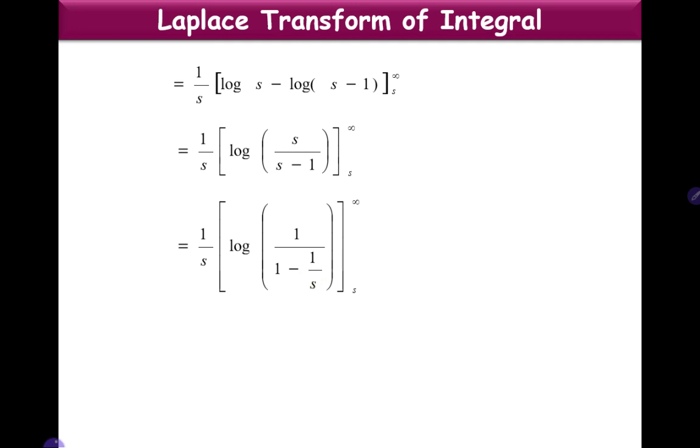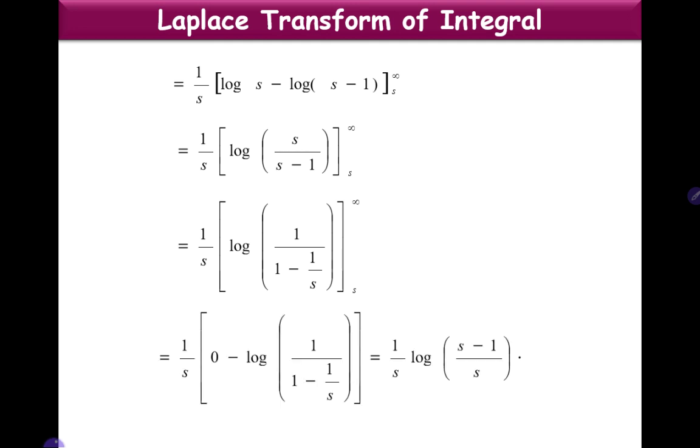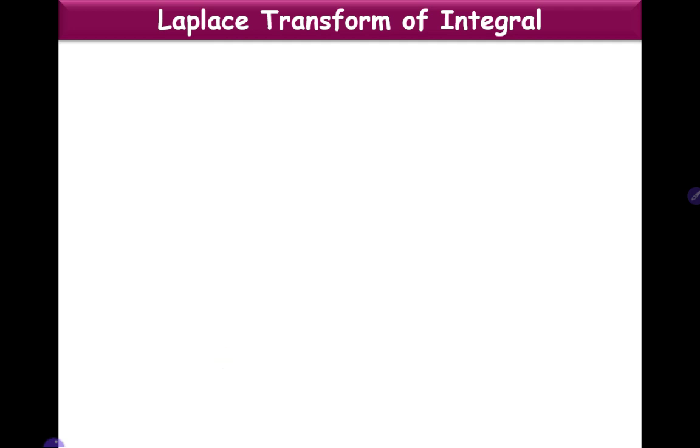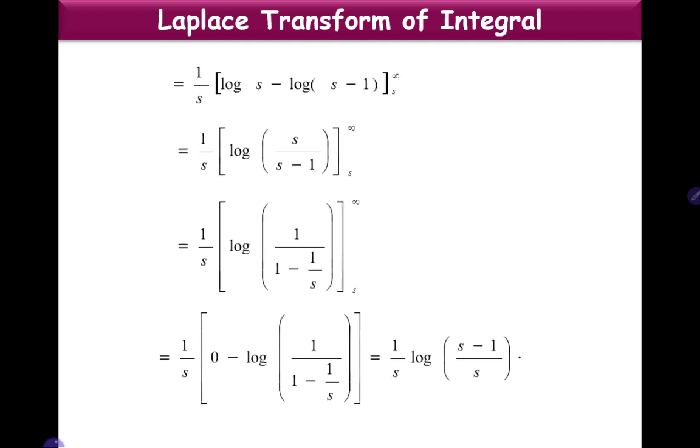Now, if we substitute the upper limit infinity, 1 by infinity becomes 0 here. So, log 1 minus the lower limit, which is anyhow s. So, that is 1 by s times log 1 is 0 minus log of 1 by 1 minus 1 by s. Simplifying back, taking the LCM here, the minus is taken to the power and that becomes the reciprocal. So, this is 1 by s times log of s by s minus 1.